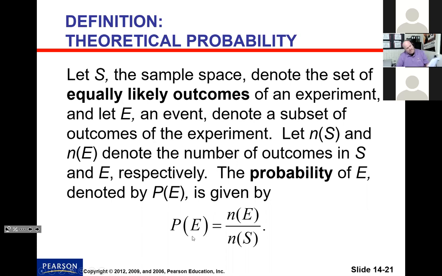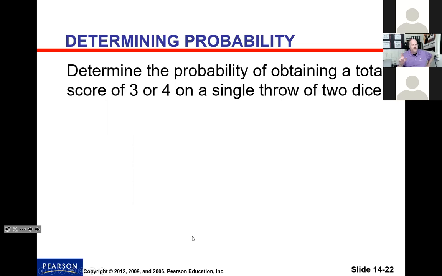So let's take a look at this example here. This is kind of a cool one. Determine the probability of obtaining a total score of three or four on a single throw of two dice, right? So I take two dice. I don't actually have to do this because we're going to do it theoretically. And what I do is I add those up.